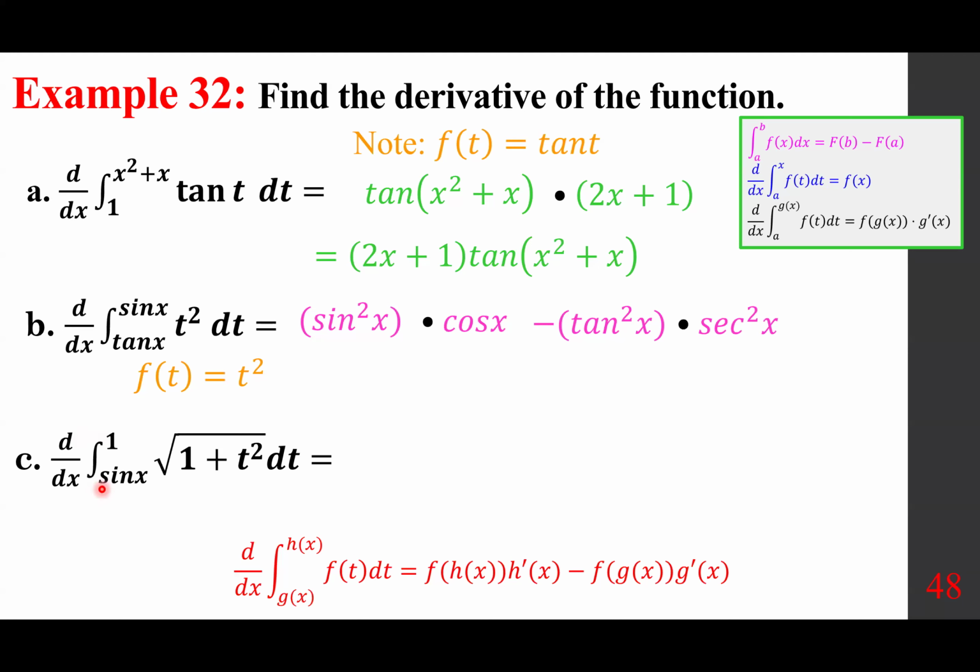What about d/dx of the integral from sine x to 1 of square root of 1 plus t squared dt? Anytime you are using the FTC and one of the limits is a number, make sure the number is at the bottom. Since this is at the top, you put a negative sign and interchange 1 and sine x. So you are interchanging. This negative appears because 1, which was the top limit, goes to the bottom, and sine x, which was the bottom limit, goes to the top.